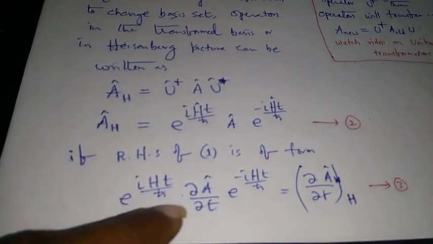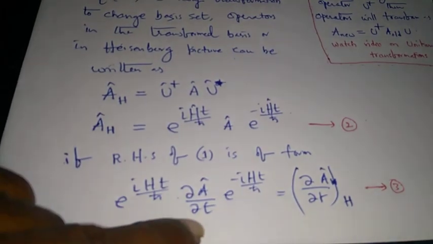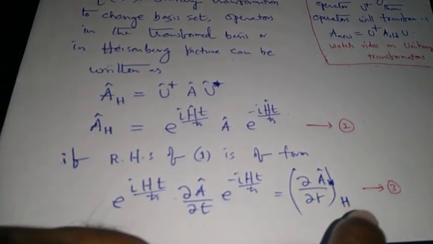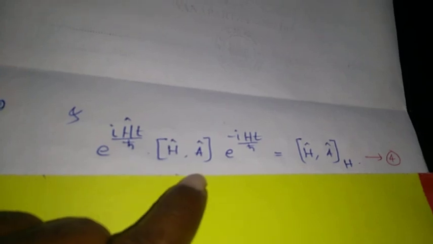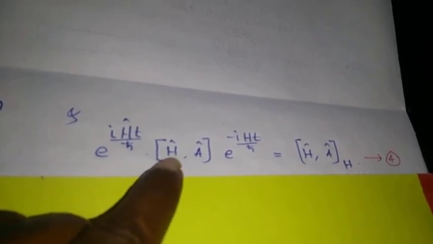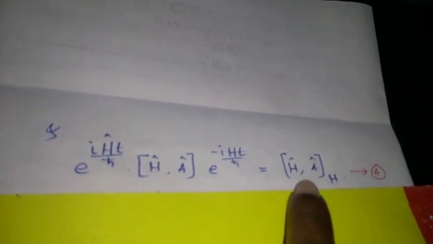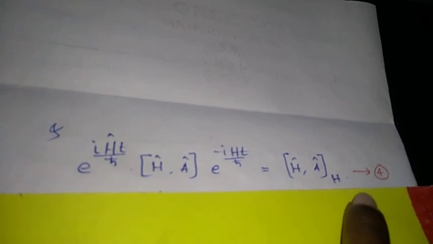And in this equation number 2, if instead of A you had dou A by dou t, then we can write that also as dou A by dou t, but in Heisenberg's picture, and we can call this equation number 3. And in equation number 2, if instead of A you had a commutator of H and A, then on the right hand side also we should be writing the commutator of H and A, but in Heisenberg's picture, and we call this equation number 4.